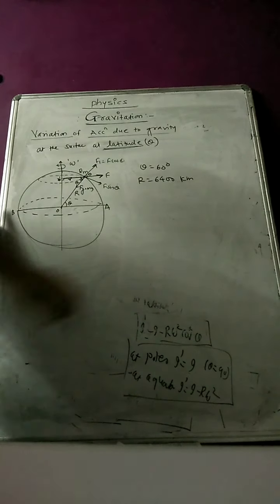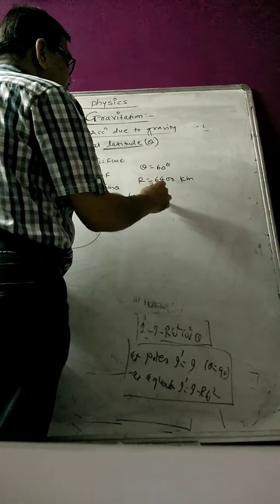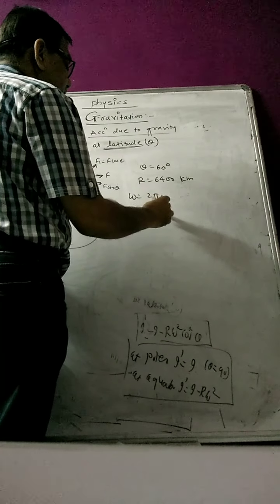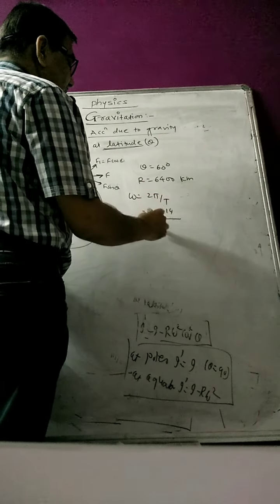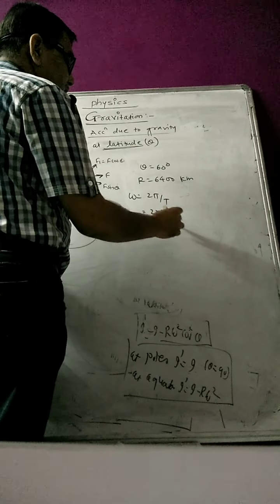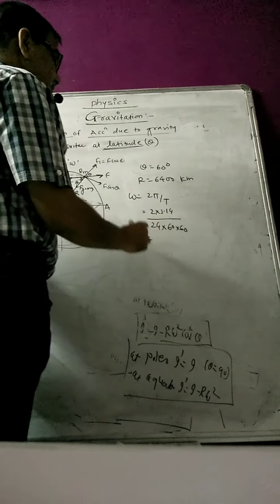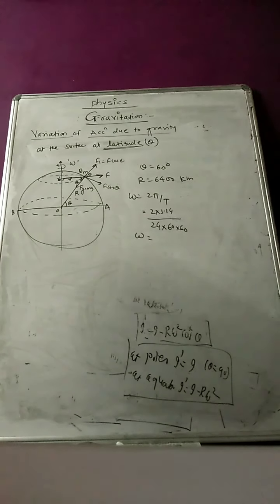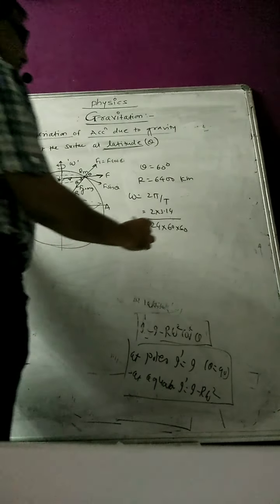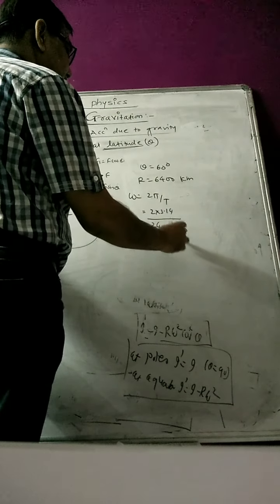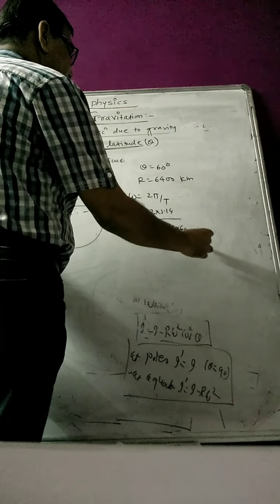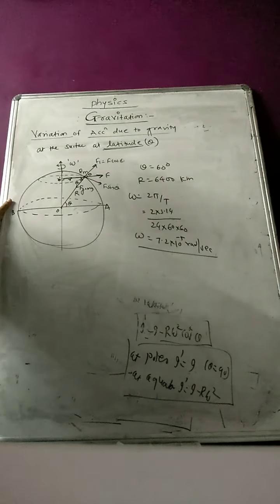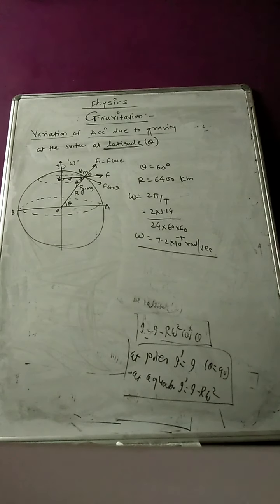ओमेगा यू नो, ओमेगा इज इक्वल टू 2 पाय बाय टी. मग 2 इंटू 3.14 and t 24 hours time period. So 60 minutes 60 seconds. Okay, so first of all you can calculate that omega, and that omega comes out to be 7.2 into 10 raised to minus 5, 7.2 into 10 raised to minus 5 radian per second. Okay, मुलांनो मला ओमेगा तर अर्थचा हा कॉन्स्टंट ओमेगा मिळून गेला. आता आपण ॲट लॅटिट्यूड थीटा ड्यू टू रोटेशन ऑफ द अर्थ जी डॅश आपण काढूया.